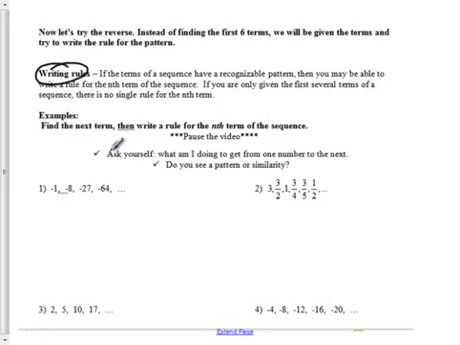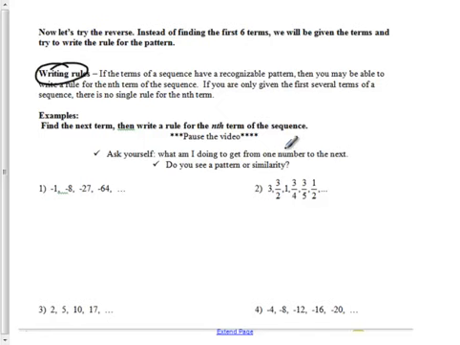Some of you guys will be very good at this. Some of you guys may struggle a little bit. However, the more you get used to it, hopefully the better it'll get. So what I want you to do is ask yourself, what are you doing to get from one term to the second term to the third term to the fourth term? So do you see a pattern? Do you see a similarity? You might want to think about adding, subtracting, multiplying, dividing, squaring, cubing, or a combination of all of them together.